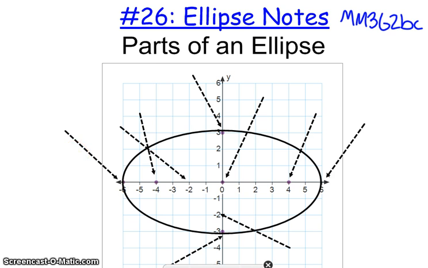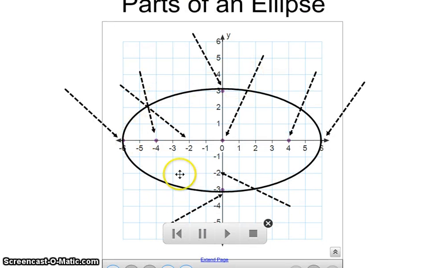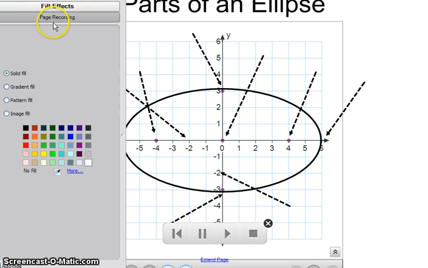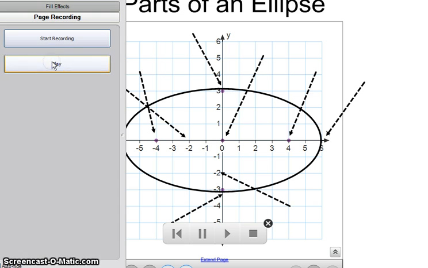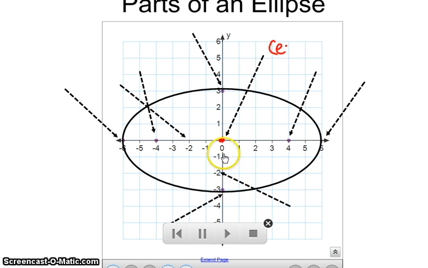So, as you can see here, we have this ellipse. You can tell it's kind of oval shaped, and we have all these little arrows pointing to different things on this ellipse. So I'm going to start our recording and go through and do our labeling. Now, the very thing right there in the center, of course, is going to be your center, just like a circle. An ellipse has one too.